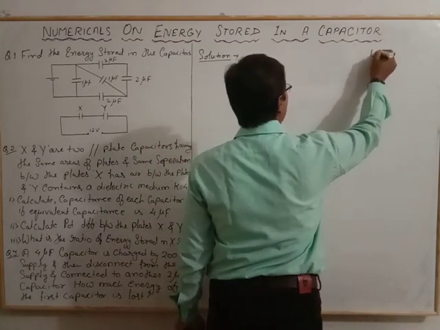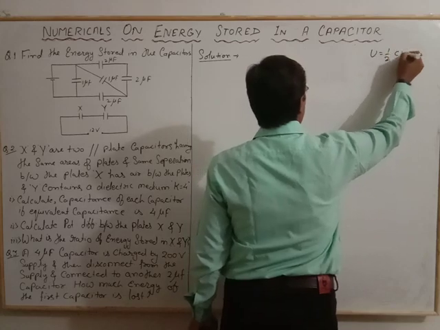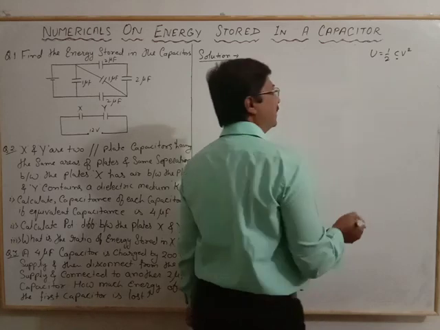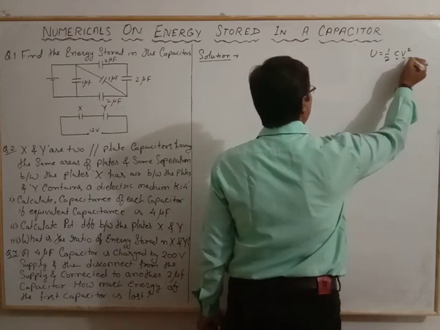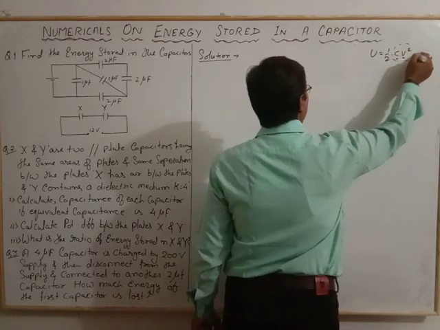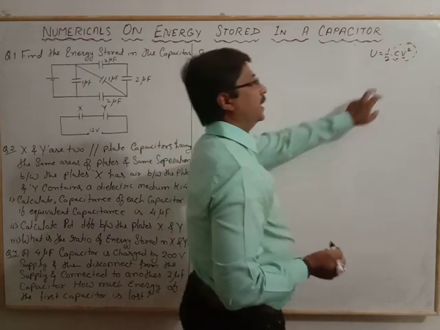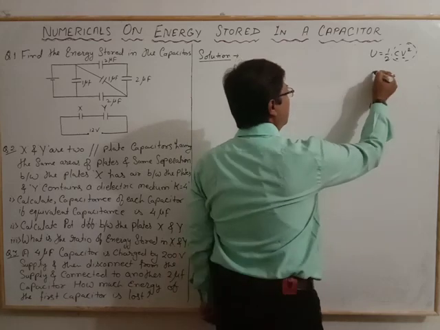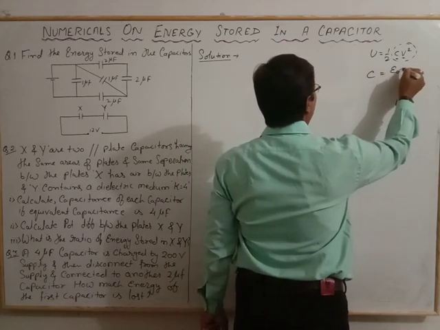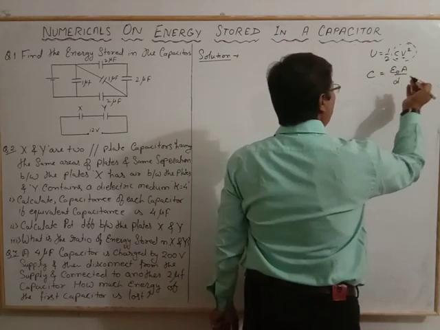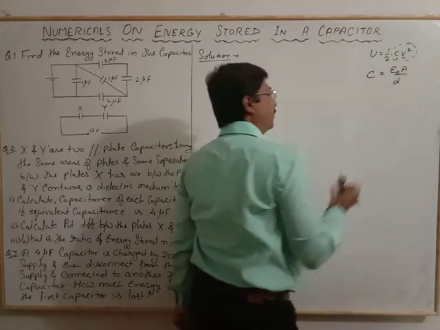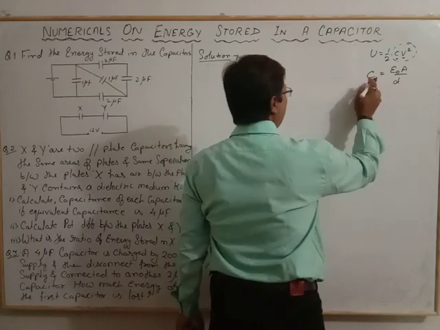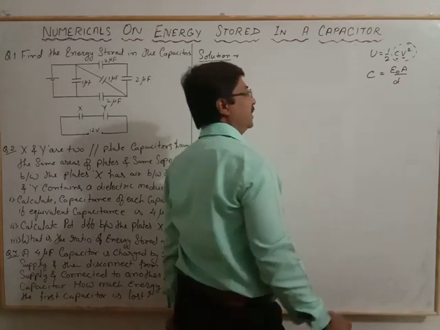For the energy, U is equal to half CV square. That is the common one, where we can calculate the capacitance also with the potential. These two are measurable values, and we have the capacitance by the general relation, epsilon naught A by D. We know the area of the plate and the distance between the two plates. In that case, the capacitance will be calculated.